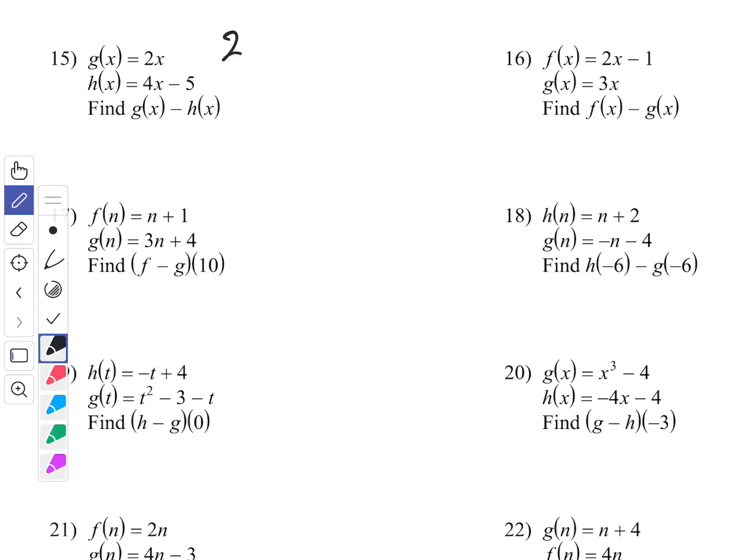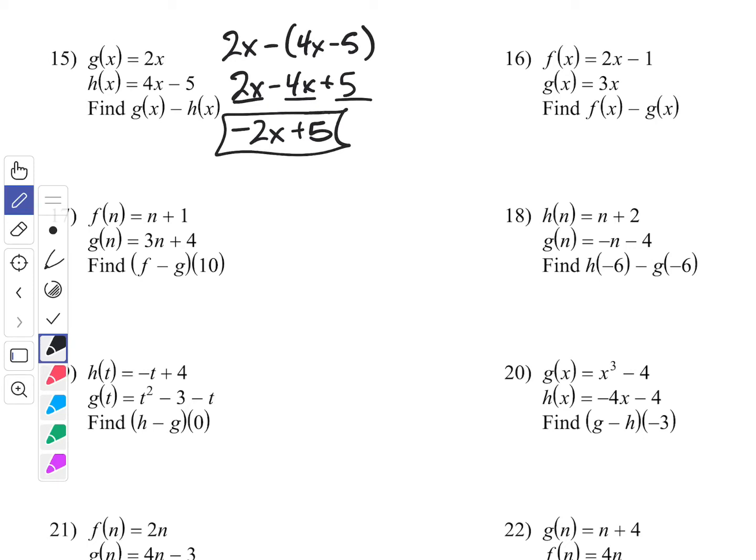So 15 and 16, same idea. 2x minus (4x minus 5), which means 2x minus 4x plus 5. 2x minus 4x is negative 2x, plus 5 gives me the answer. Then 16, 2x minus 1 minus 3x. In this case, because we're just subtracting the 3x, I really don't need the parentheses. 2x minus 3x is just going to be a negative x minus 1.